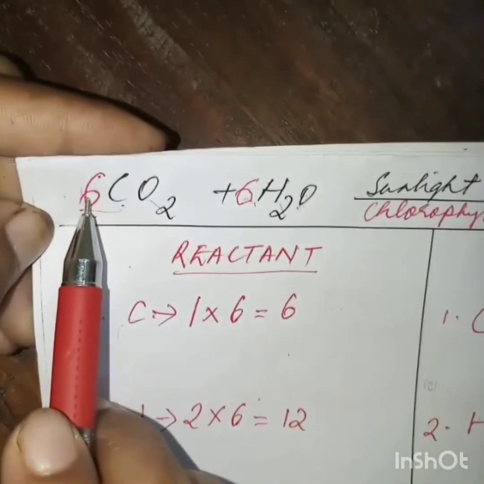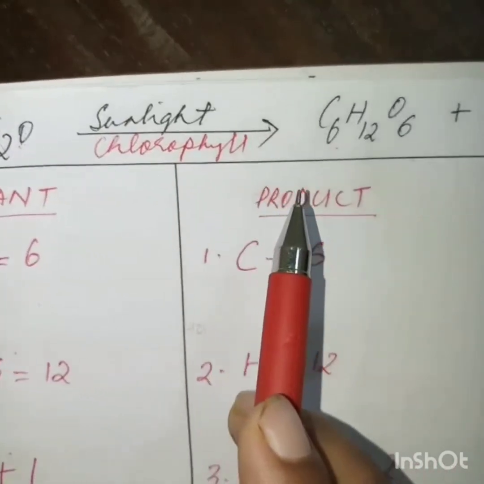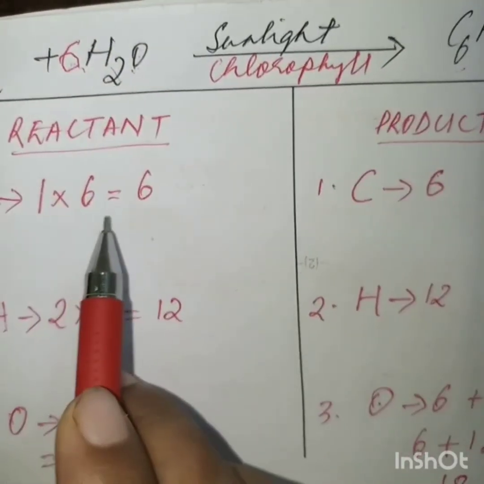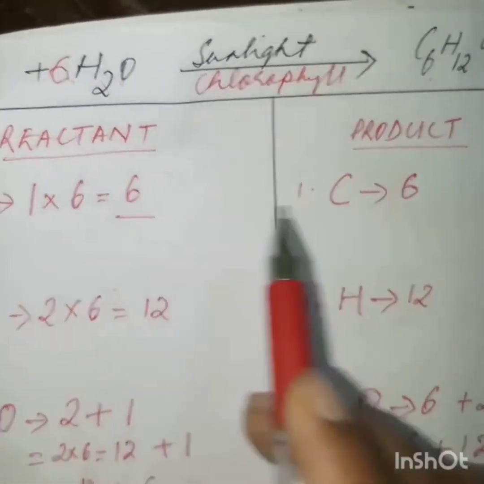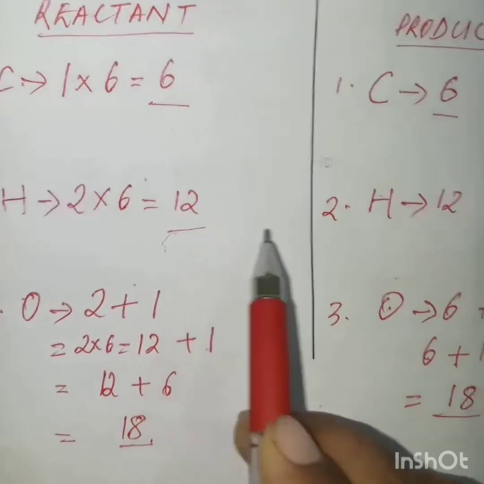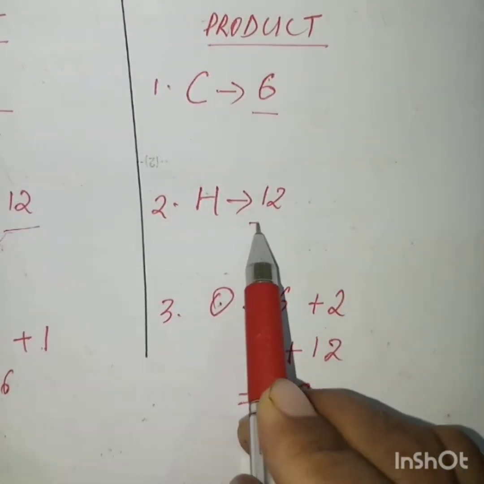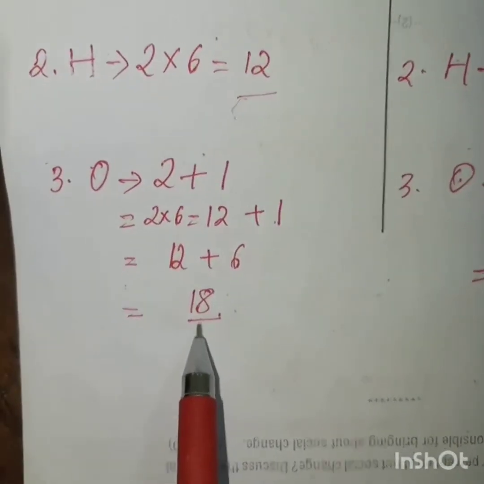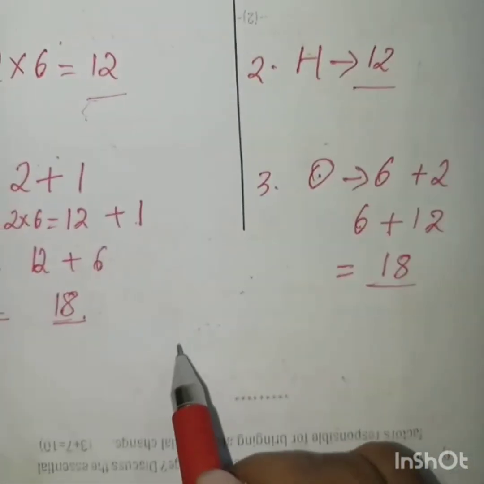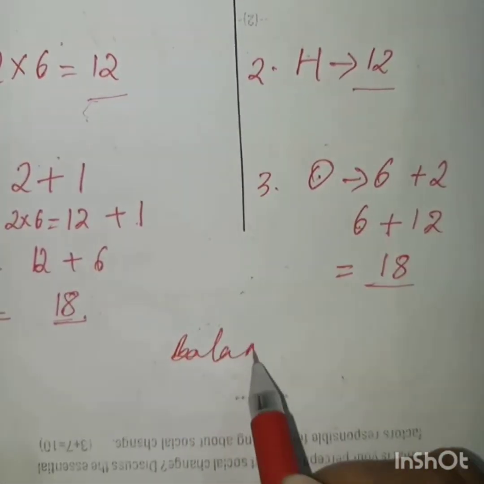Look, if you check, it is balanced now. See, to the left hand side we have 6 carbon, as well as to the right hand side. Hydrogen also 12, then hydrogen towards the right hand side also 12, and then here also 18, here also 18. So this chemical equation is balanced.